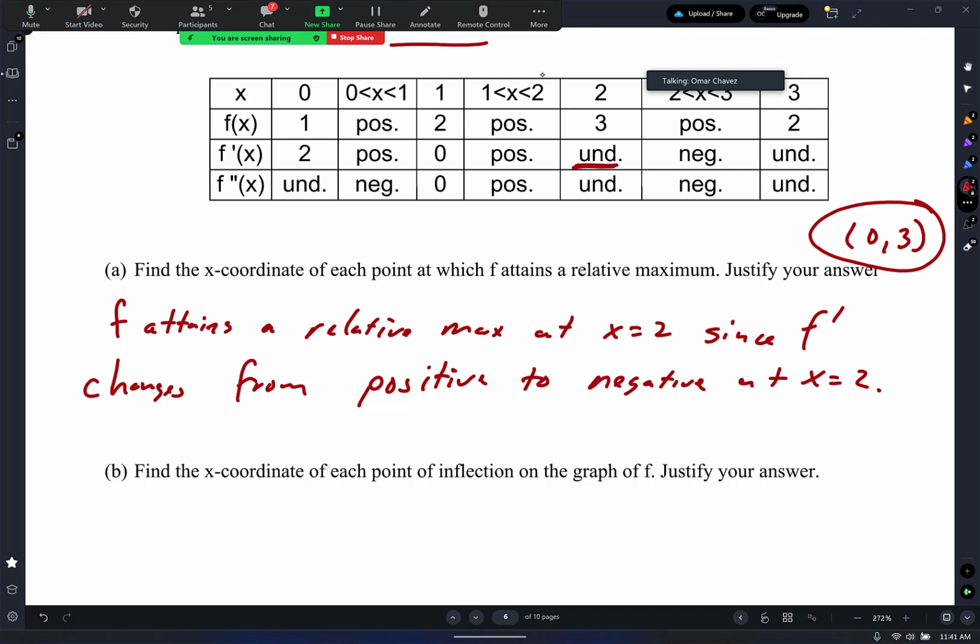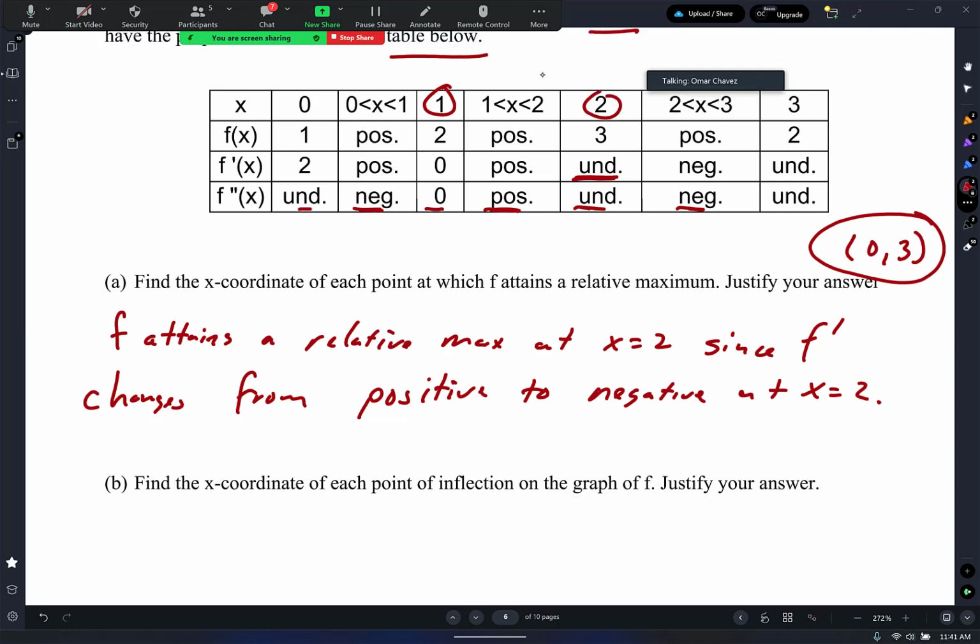F prime changes signs. So I'm looking. Let's see. Undefined, negative, 0, positive, undefined, negative. So how many points of inflection do I have? No, not 3. 2. Where and where? At x equals 1 and x equals 2. Because f prime changes from negative to positive and vice versa.